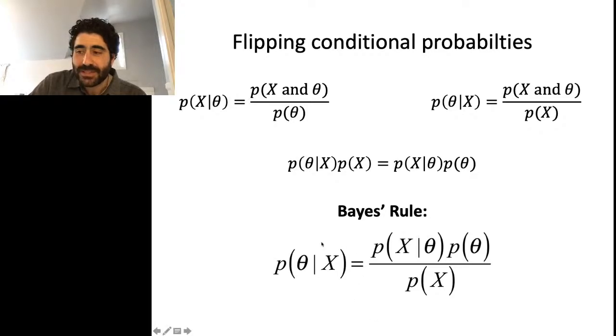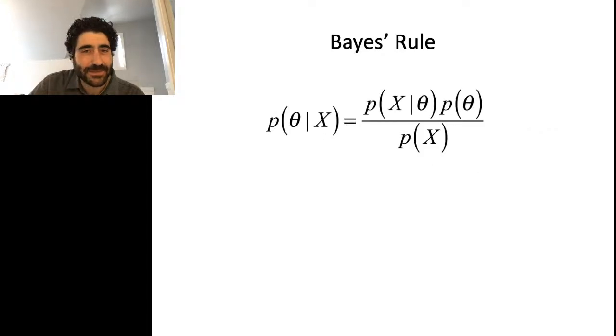What this shows us is a connection between p of theta given x and p of x given theta. So we're going to spend the rest of the class today trying to understand what this equation means and get some intuition for it. There's a bunch of different terms here, and they also have different names.